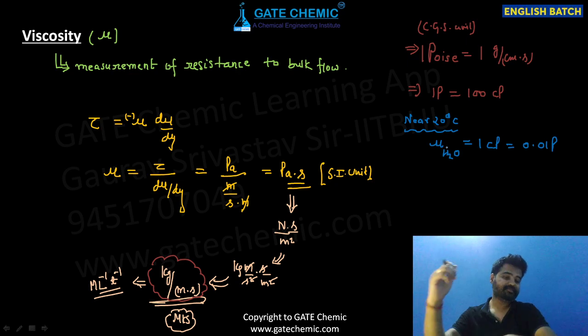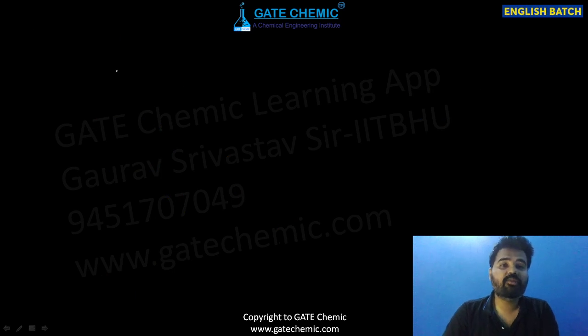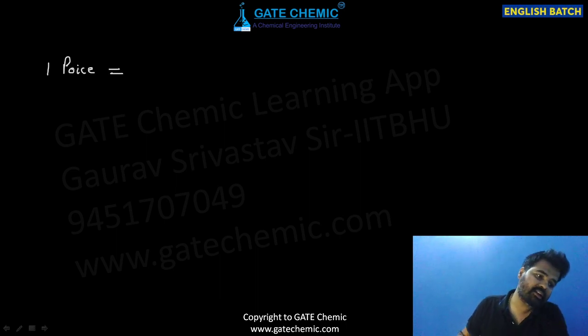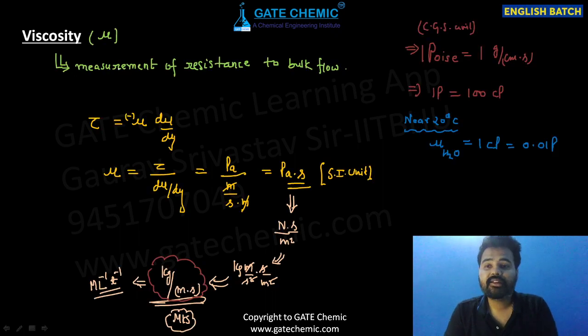Shall we move forward? Now, one conversion factor. I want to do one more beautiful problem here. See, I just want to know that one poise, very good, my dear students. Dhananjay Singh asked for a repeat. I told Dhananjay that for water near 20 degrees Celsius, the value of viscosity is 1 centipoise.